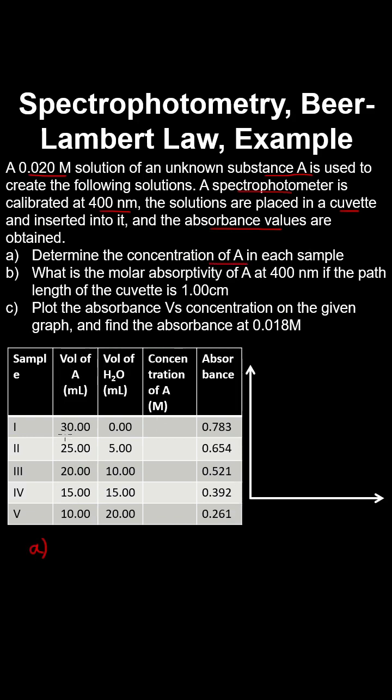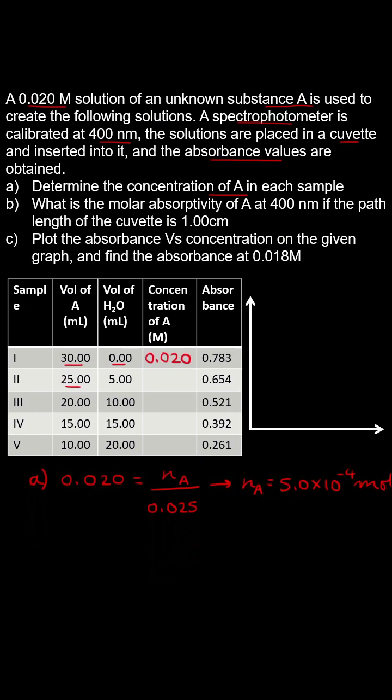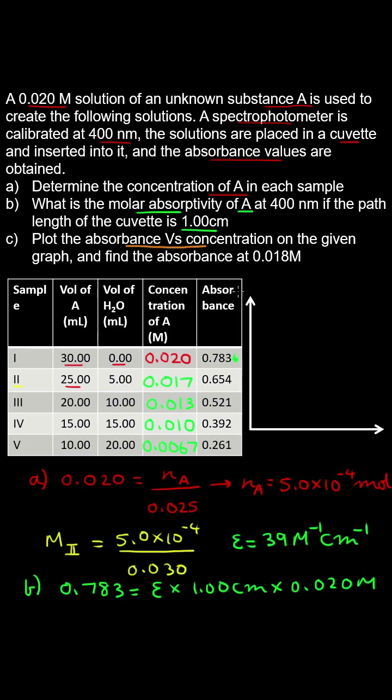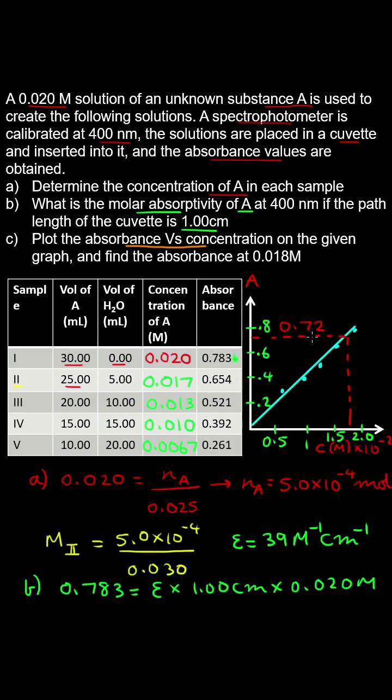Well, the first sample fully comprises substance A, so it has the original concentration. And therefore, the molar concentration is equal to the number of moles of substance A over the volume of the substance in liters. And then from the number of moles, we can obtain the molarity of sample 2. And repeating this process gives the molarity of the remaining samples. Now what's the molar absorptivity of the substance? Using the Beer-Lambert law and any row in this table, which gives the following molar absorptivity. And plot the absorbance versus concentration and find the absorbance at 0.018 molar. So we draw a line of best fit and read off the absorbance. And you can compare this with the calculation using the Beer-Lambert law with the molar absorptivity from part B.